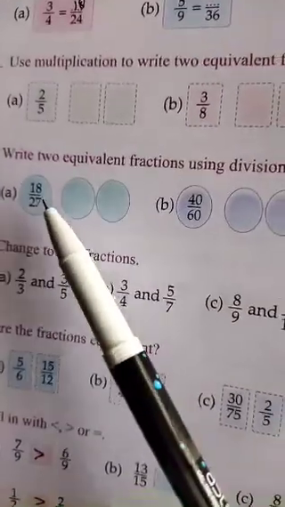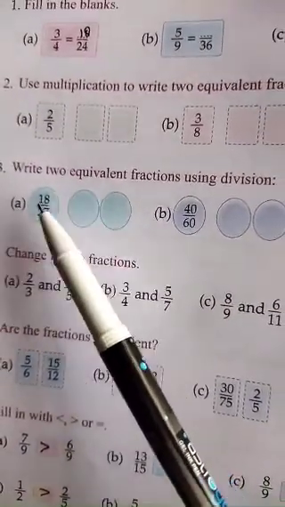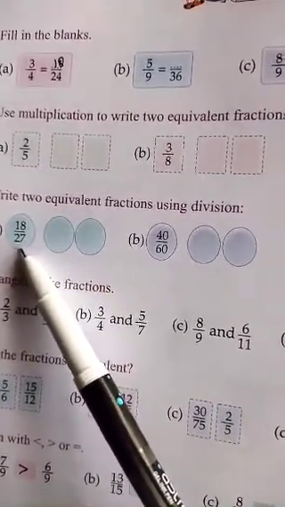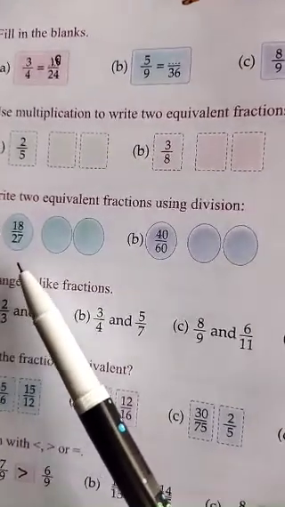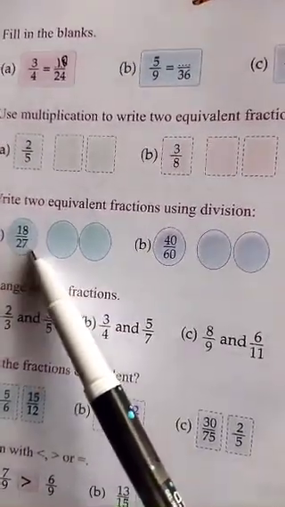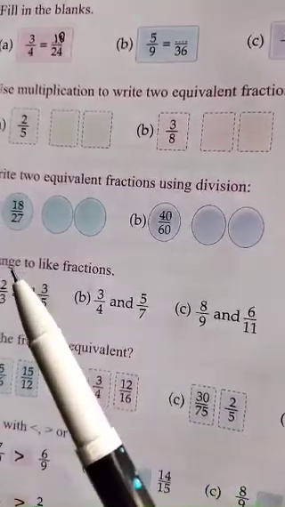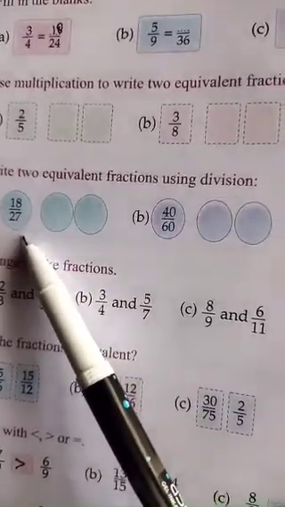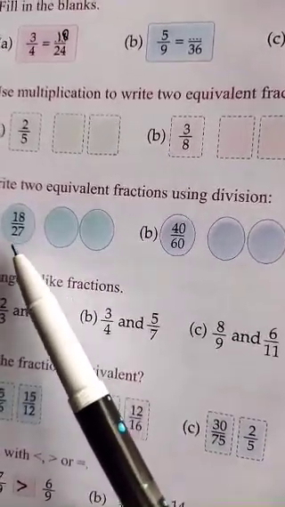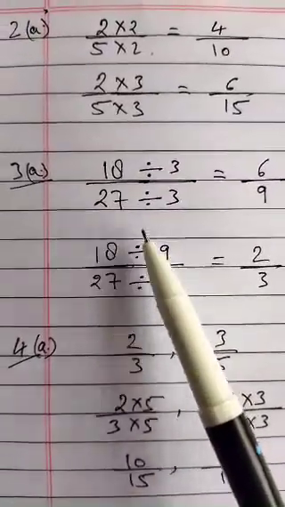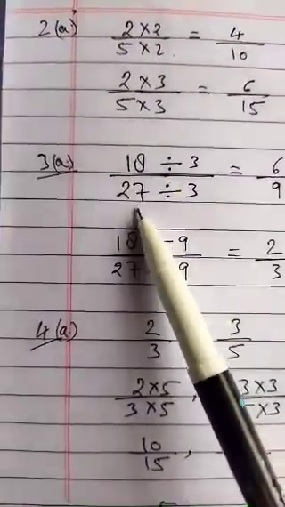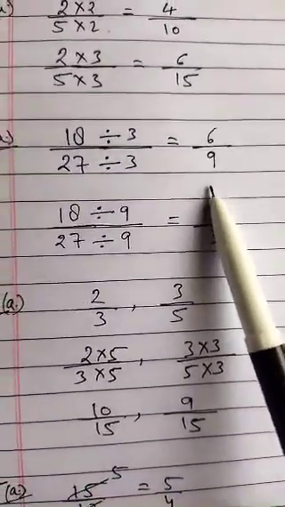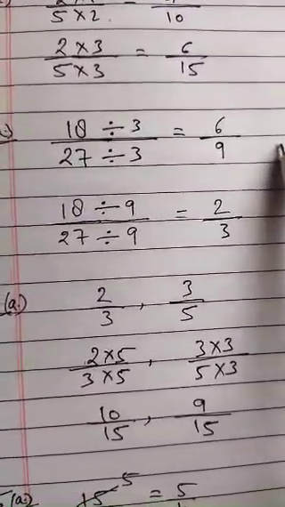It is not that numerator 18 is divided by 2 and 27 you will divide by 3. The answer will be wrong. You have to divide both numerator and denominator by the same number. So which is the smallest number that can be divided by both numerator and denominator? So it is 3. See, like this you will do. Both can be divided by 3. So you will divide both the numbers by 3. After dividing you will get 6 upon 9. So this is your first equivalent fraction.